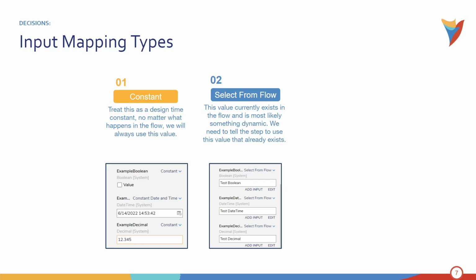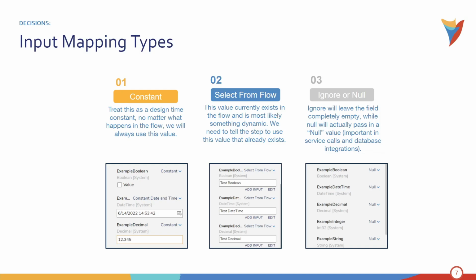The second and most popular option is select from flow. Here, you will choose information that exists in the flow from previous steps. This allows the input to be dynamic and change based on what the rest of the flow has coming in before that step. For example, you may want to source the receipt email from a variable earlier in the flow. Select from flow will allow you to take a previously created variable to be used as the input.